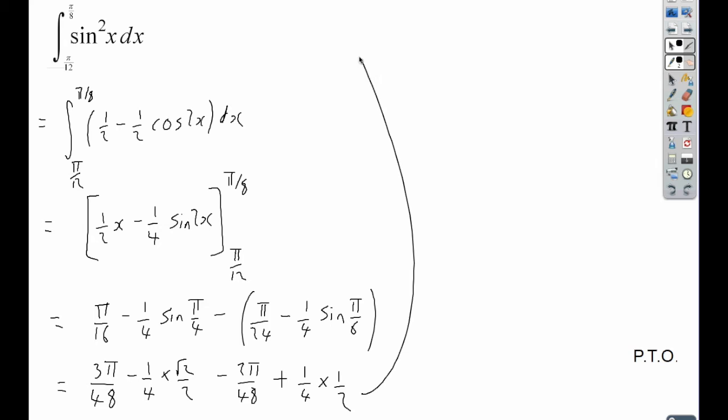Let me just create some more space so I can continue writing down the solution here. Let's just go up to the top here. Okay, so the 3 pi over 48 subtract 2 pi over 48, that's just pi over 48, so that's that one. And then better simplify the second term, so that's going to be subtract root 2 over 8, and then we're going to have plus 1 over 8. And so you can leave your answer like that if you wish. So pi over 48 subtract root 2 over 8 plus 1 over 8.